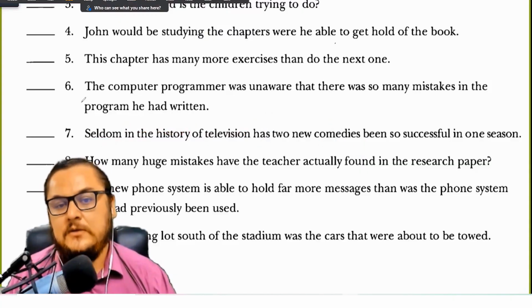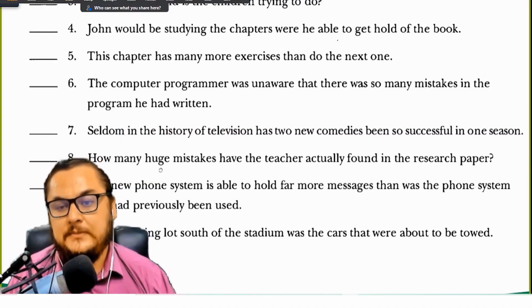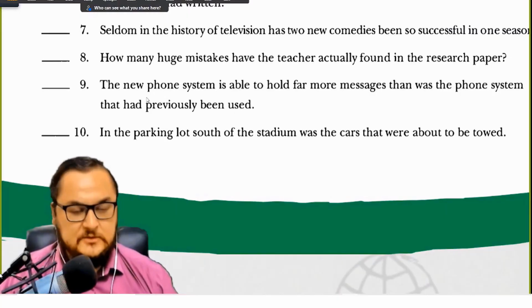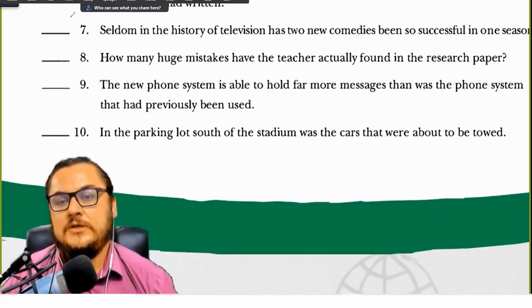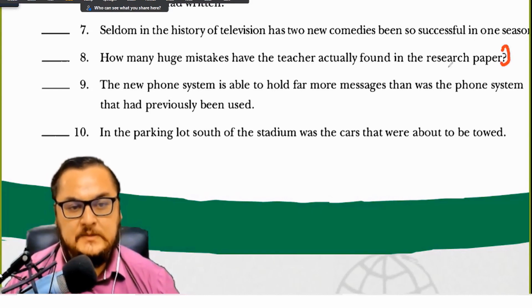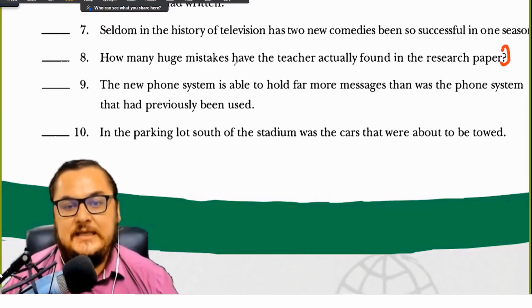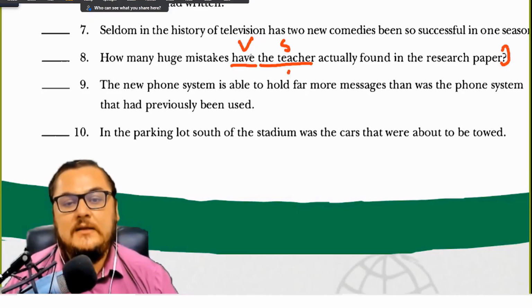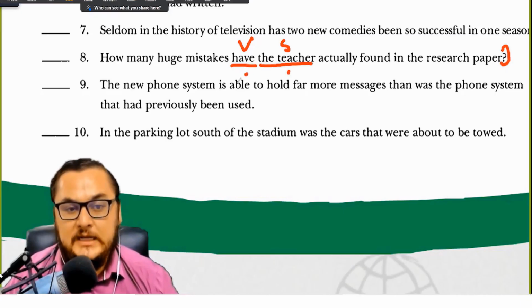I'm going to fit it better so that it can be perceived better. I'm going to put it this way, and we're going to end with this idea, with this notion of the subject, understanding that. For number 8, I have a question. That means that this would be the verb, and this would be the subject of the sentence. The difference is that the teacher is singular, but have is plural. It should be has, and that is why the sentence is incorrect.